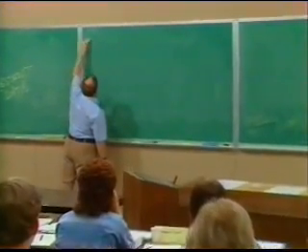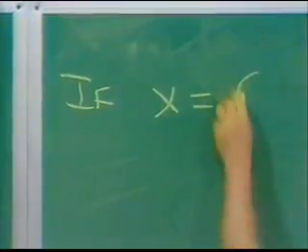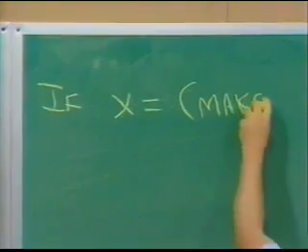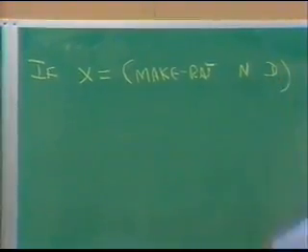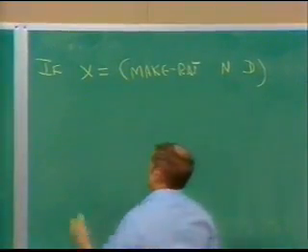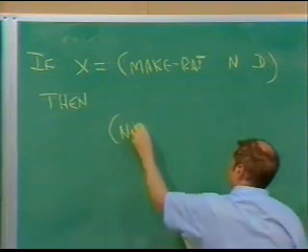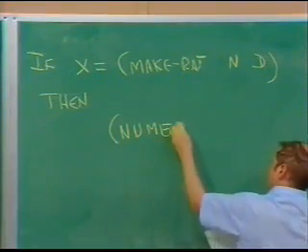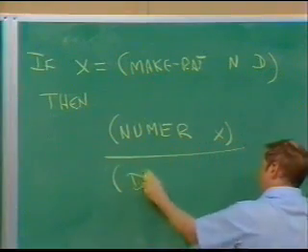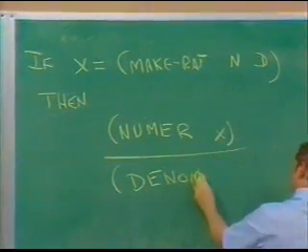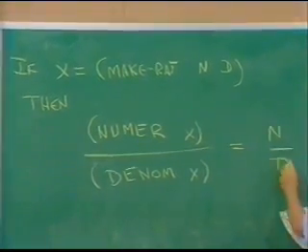If we think about it, what suitable might mean is I have to assume something like this. I have to say that if x is the result of, say, doing makerat of n and d, then the numerator of x divided by the denominator of x is equal to n over d.